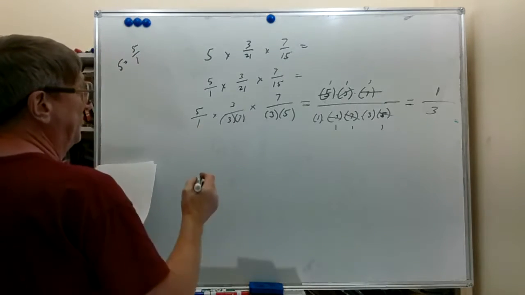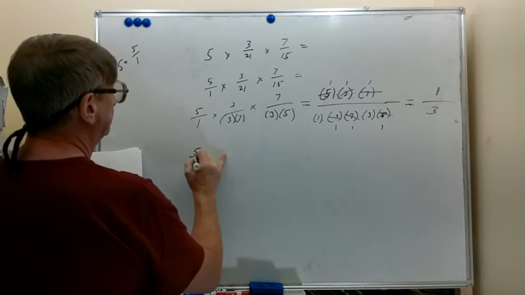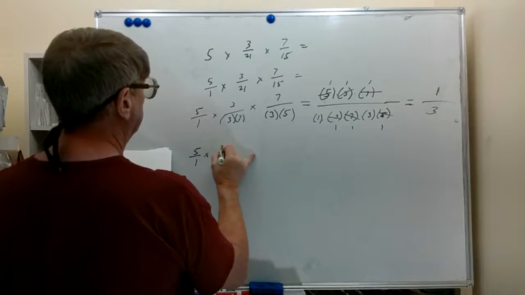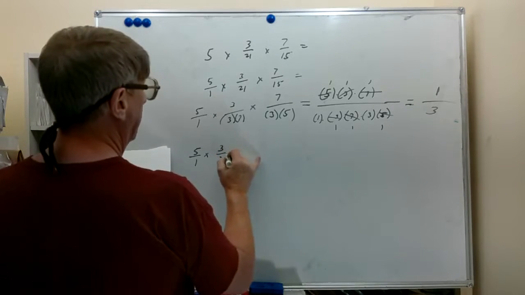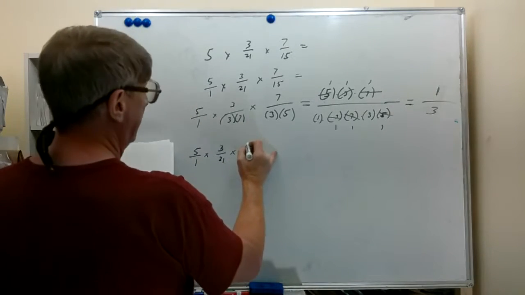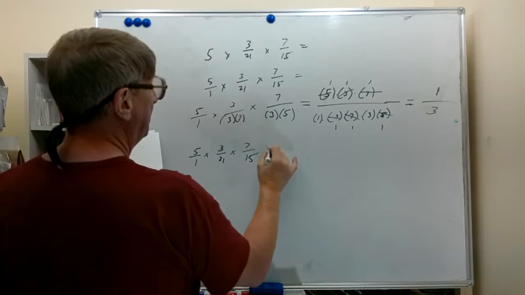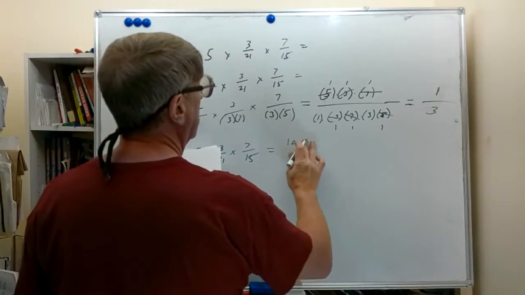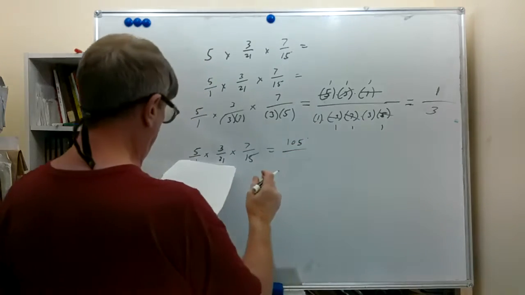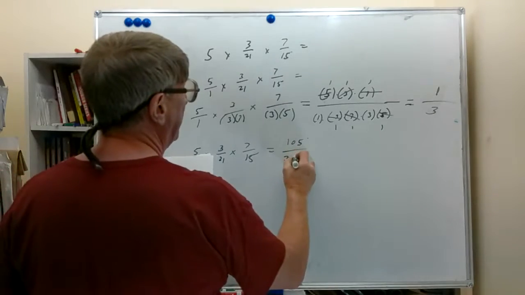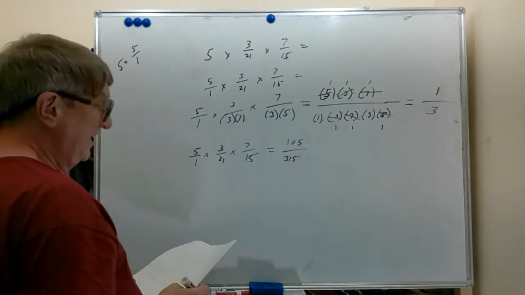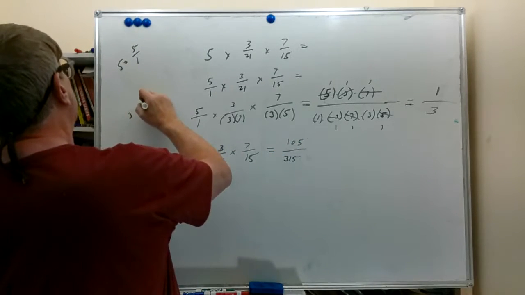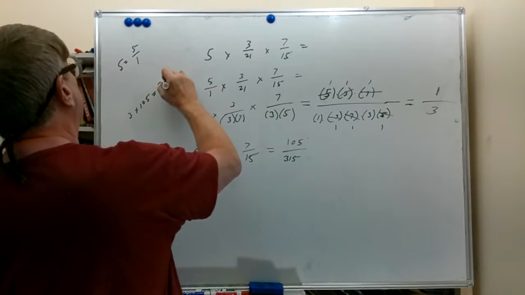Now let's do this very same problem without doing any simplification. 5 over 1 times 3 over 21 times 7 over 15. If we just multiply all the numerators, we end up with 105. If we multiply all the denominators, we end up with 315. And one thing you might notice is 3 times 105 is equal to 315.